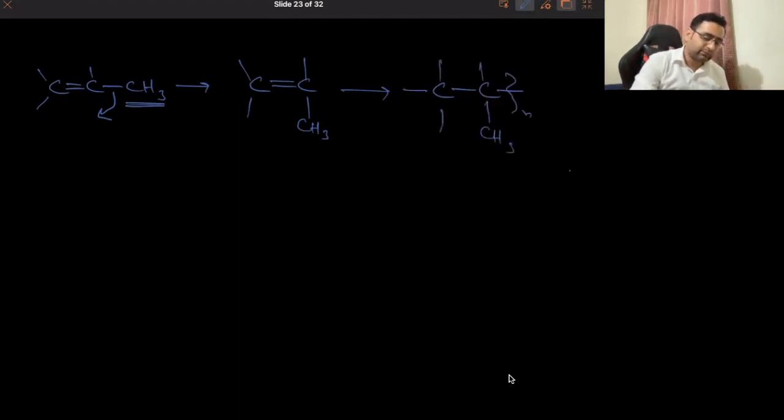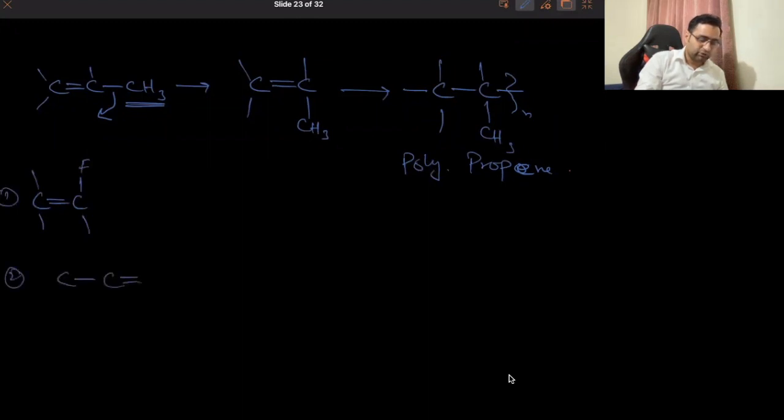So how can we name this polymer? This polymer is made up of propene, so before the name of propene, we add the word poly. Now you have to draw the polymer for these compounds. This is the number one monomer. The second monomer is C double bond C, and this is CH3 and CH3. Draw the polymer for these two compounds.